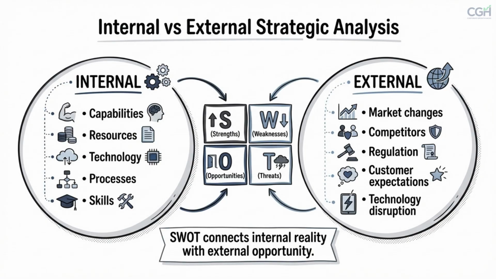Which means strengths and weaknesses are things that exist within your control. Your capabilities, your resources, your systems, your processes. Opportunities and threats, on the other hand, come from the external environment: market trends, competitors, technology shifts, regulatory changes. When you place all 4 of these together, you start seeing a complete strategic picture. And that clarity is exactly what SWOT analysis is designed to deliver.